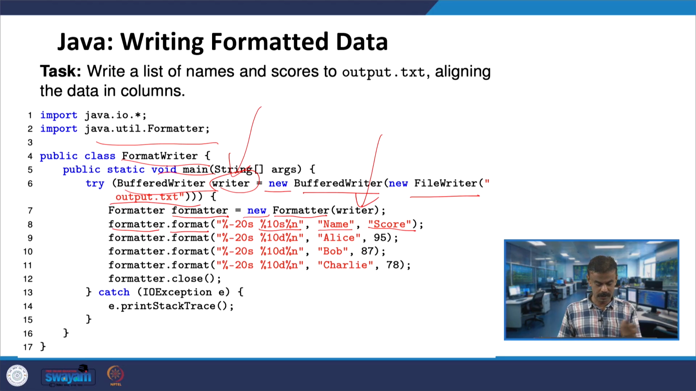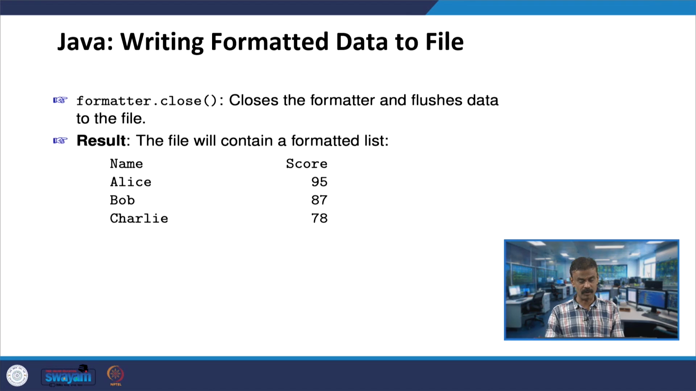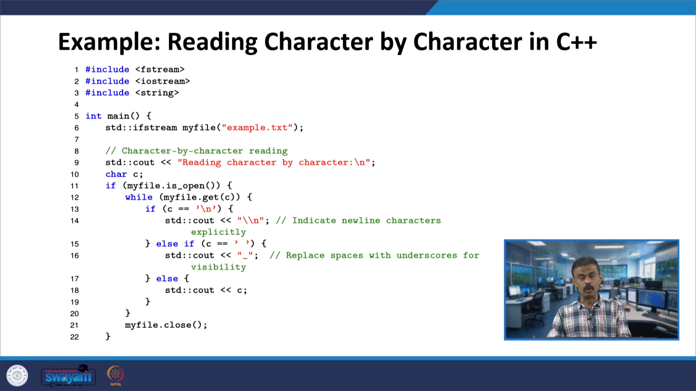So, this worked. In fact, we have got, on every line, the name and score, and we have got the output like this. Name Alice score 95, name Bob score 87, and so on. We have got all this output. So, this is how we can write the formatted data into the file. This is applicable both in C++ and in Java.